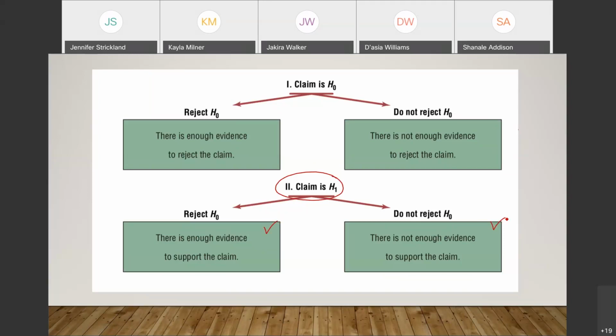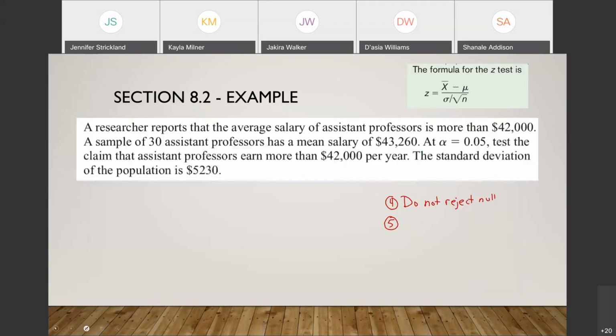And then I'm going to look at step 4. What did we say in step 4? Reject or do not reject? Do not reject, right? All right, so that tells me that this is the statement that I want to use for my conclusion. And I'm just going to copy it down for step 5. Okay, so there is not enough evidence to support the claim. All right, so I'm going to go back to my other screen and write that down. Not enough evidence to support the claim.